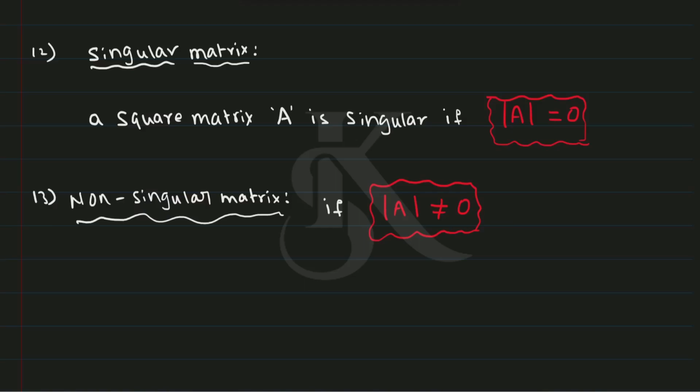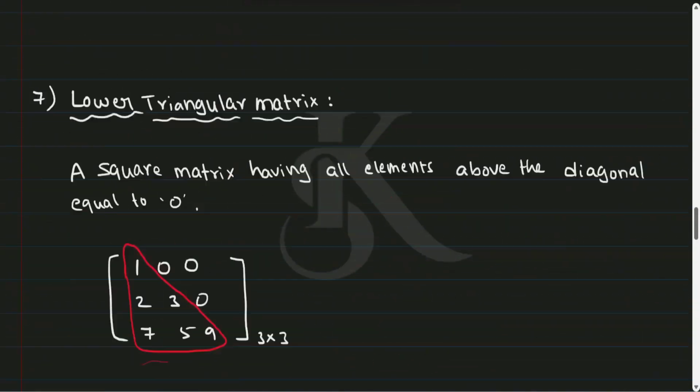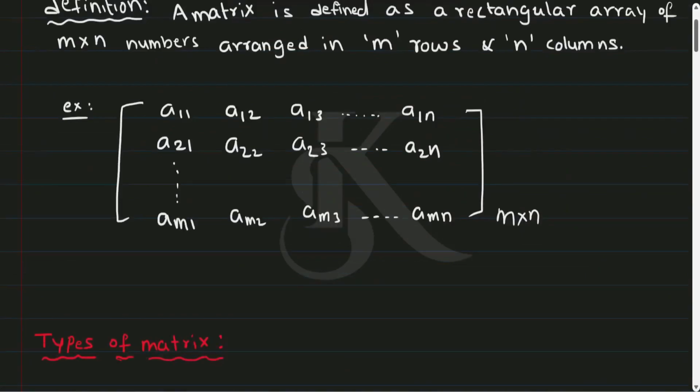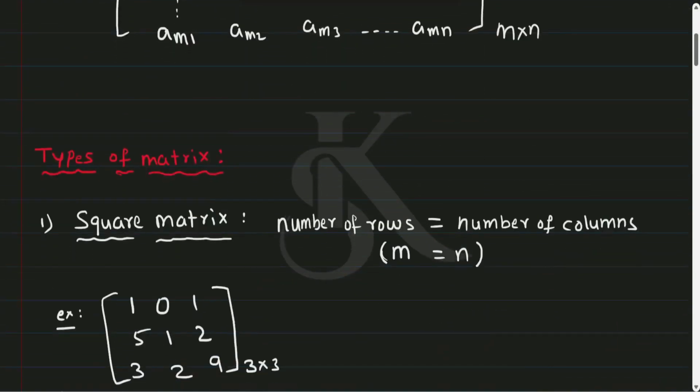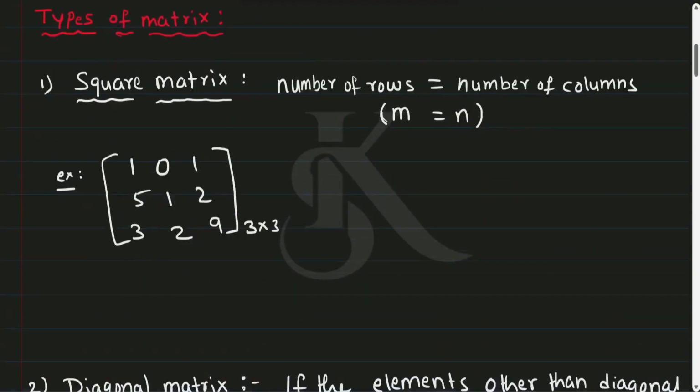I will just recap everything. Okay, matrix is defined as a rectangular array of m cross n numbers arranged in m rows and n columns. Okay, and types of matrices. Square matrix: number of rows equals number of columns, called a square matrix.